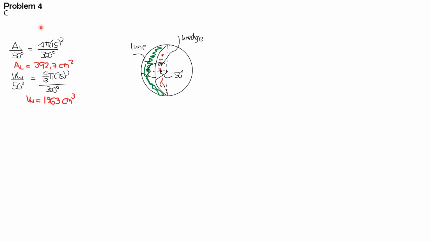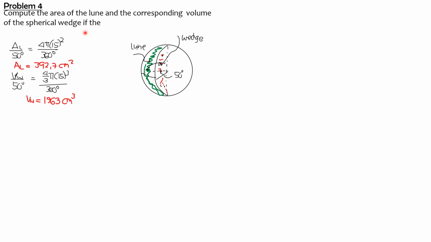Problem 4. Compute the area of the lune and the corresponding volume of the spherical wedge, if the dihedral angle is 50 degrees and the radius of the sphere is 15 centimeters. So this is the skin. Green is the area that's called the spherical lune, while the wedge, the solid, is the spherical wedge.